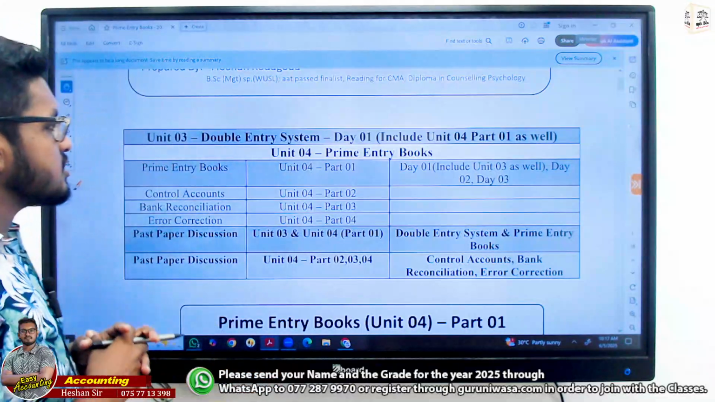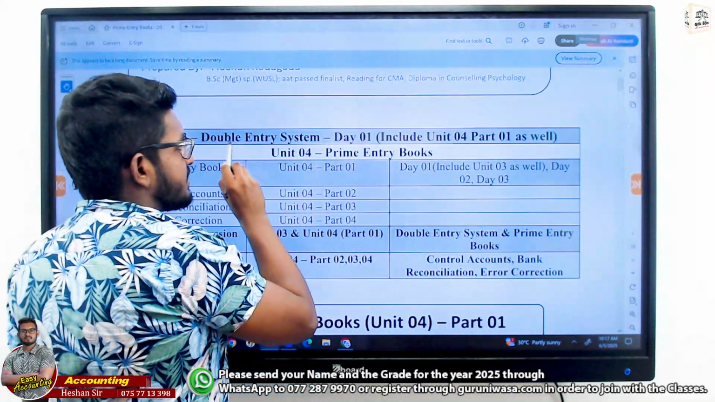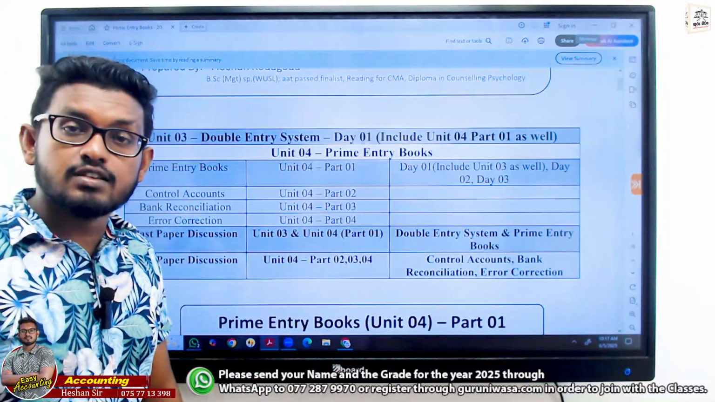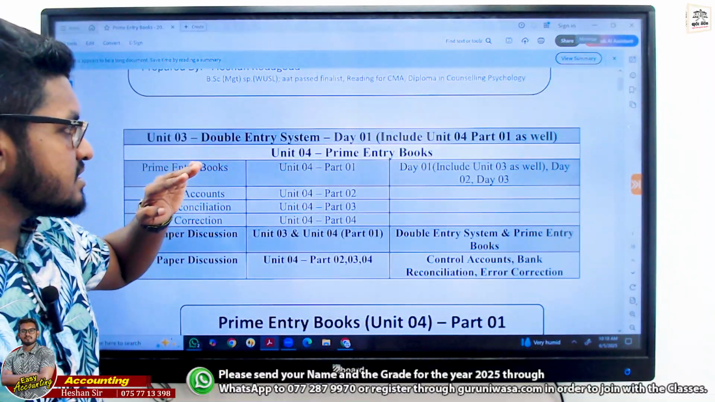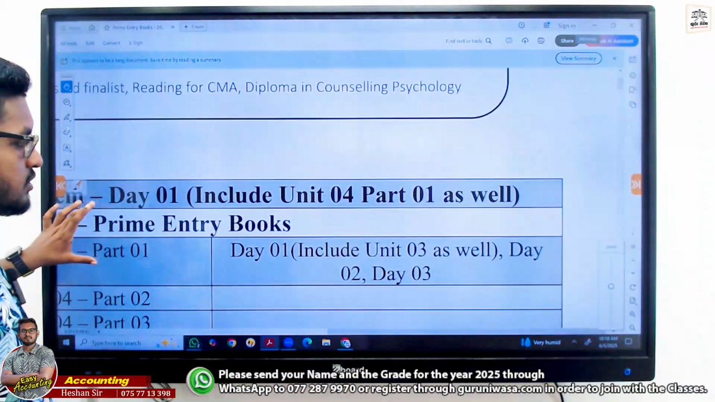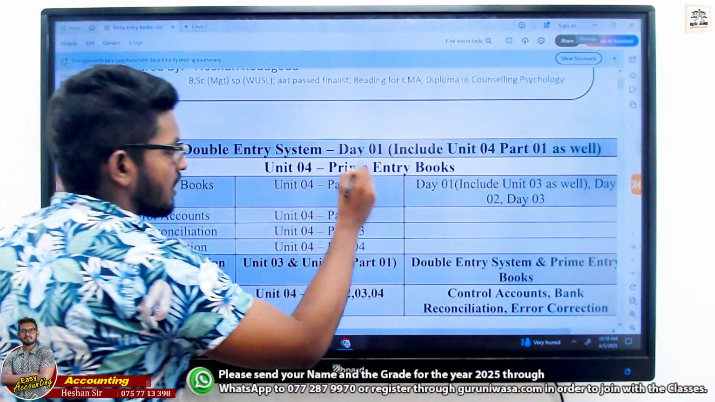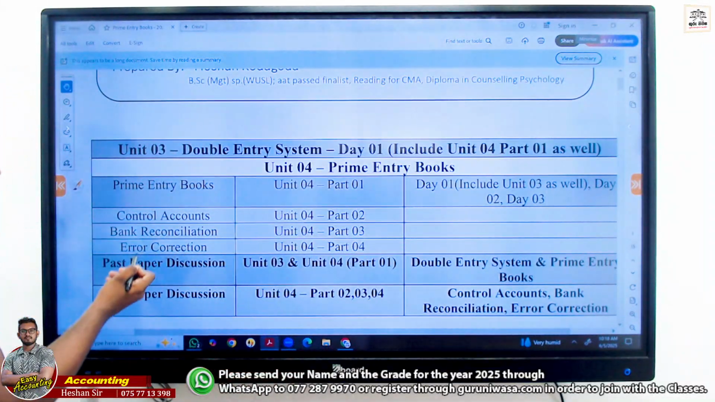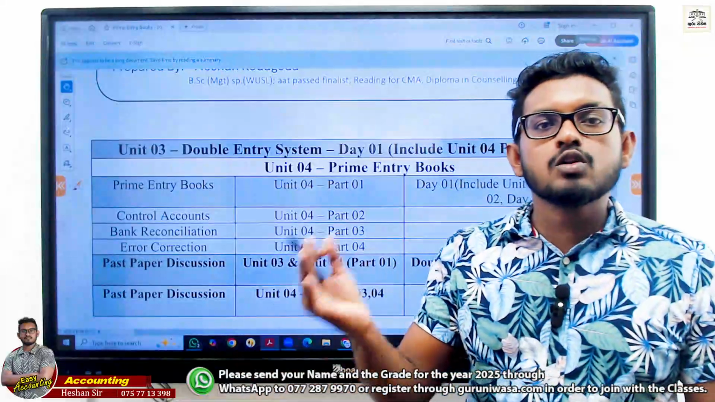Now look here, this part is really important to understand the recordings and everything. Unit 3, double entry system, day 1, includes unit 4 part 1 as well. Last Thursday, not Thursday, Friday, I didn't do the class on Thursday. I did the class on Friday, and discussed the double entry system as well as prime entry books day 1. Unit 4 is the primary books, but I have divided it into 4 parts: primary books part 1, part 2 is the control account, part 3 is the bank reconciliation, and part 4 is the error correction. All of these come under unit 4.